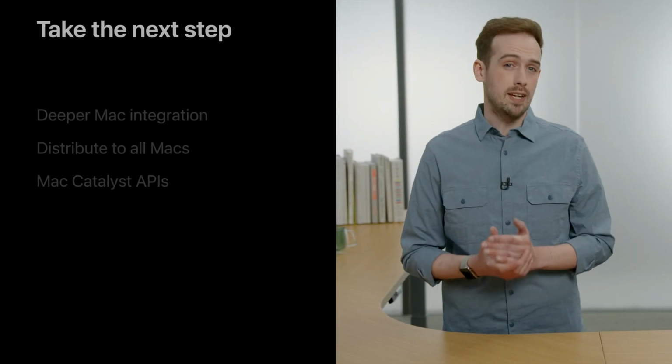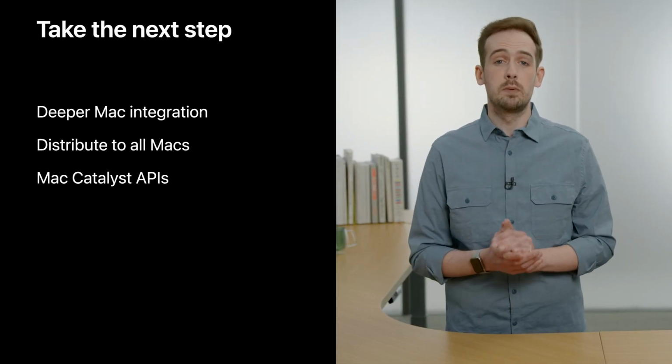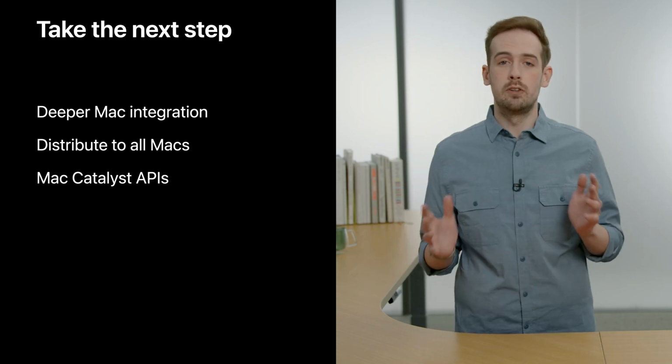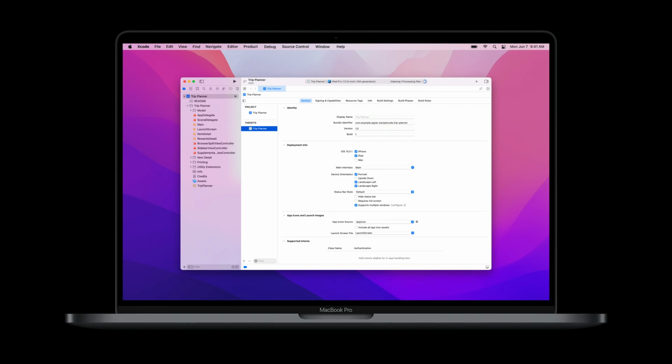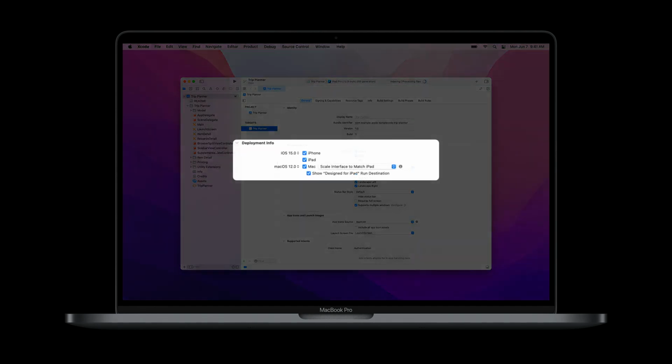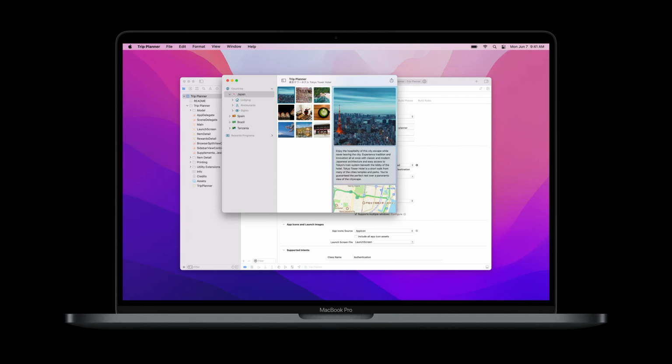But you're here because you want to take things further. By checking the Mac checkbox, you gain the ability to distribute to all Macs and get access to additional APIs to further refine your app. So let's do it with our app Trip Planner. In our Xcode project settings, we check the Mac option under Deployment Info. Notice to the right, an additional pop-up appears, letting us choose between a scaled iPad interface and a Mac-optimized interface. We'll examine this choice more in a little bit. For now, let's click Build and Run in the Xcode toolbar. And our app builds and runs.